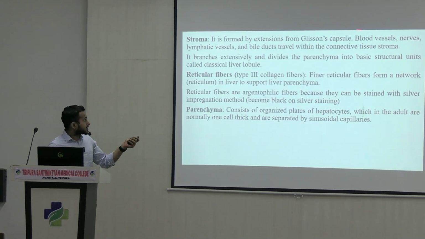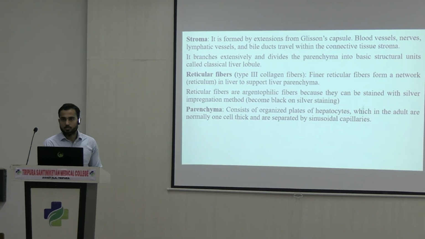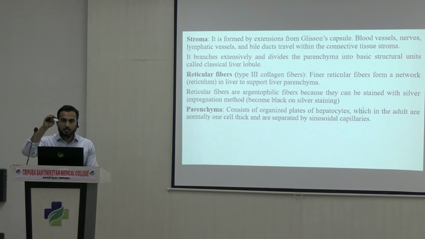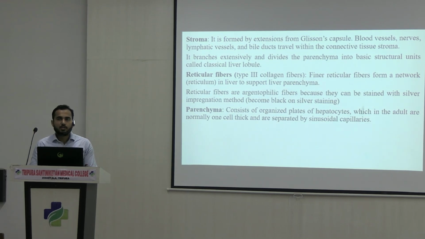So this particular Glisson's capsule, what it will do, it will extensively divide the parenchyma into the basic structural unit called the classical liver lobule. So just now I mentioned this branching septa which is coming from the connective tissue capsule. What it will do? It will divide the liver into various lobes. First we will see about the lobes, then we will go to the lobules.